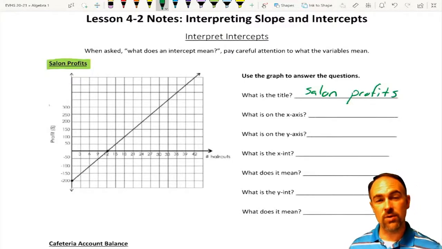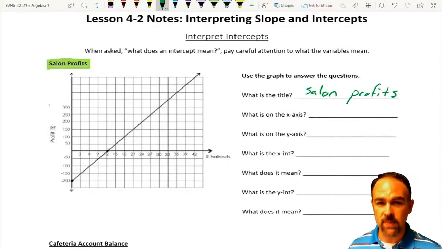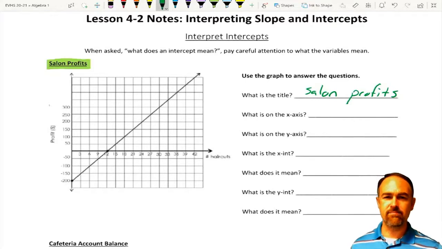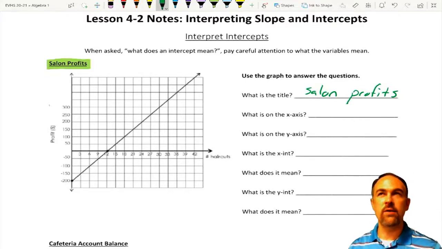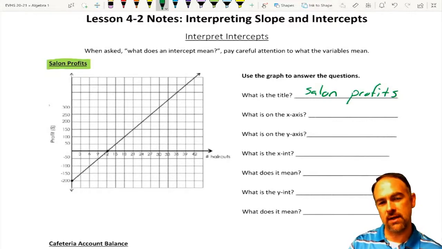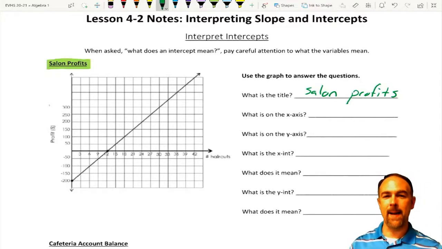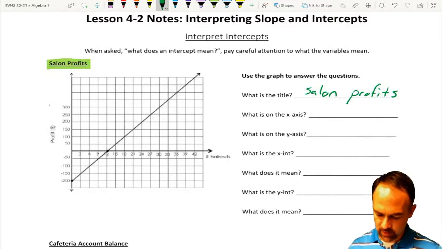Number 1, a salon. We're most likely talking about a hairdresser or someone working in a beauty salon. Profits, well, that's the amount of money someone makes after expenses. Because if I spend $1 on a candy bar and sell it for $1.50, my profit is actually just 50 cents, because that's how much money I made over what I spent. Okay, so we may have some negative costs in here, and we'll see that more as we go.